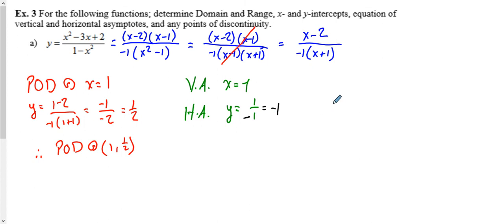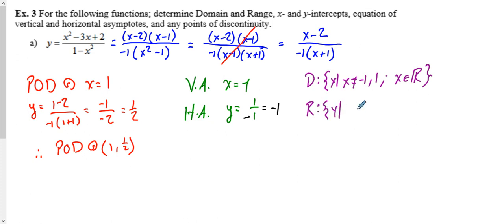Let's go on. Let's do our domain and range. Domain. So we have x such that x cannot equal, and we're going to look back at our POD and our vertical asymptote. Negative 1 and 1 were our x values. X cannot equal negative 1 comma 1, but x is an element of the reals. And then for my range, very similar. Y such that, again, starting off with y cannot equal, and I'm looking at my horizontal asymptote and my POD. That's negative 1 and negative 1/2. And y is an element of the reals as well.